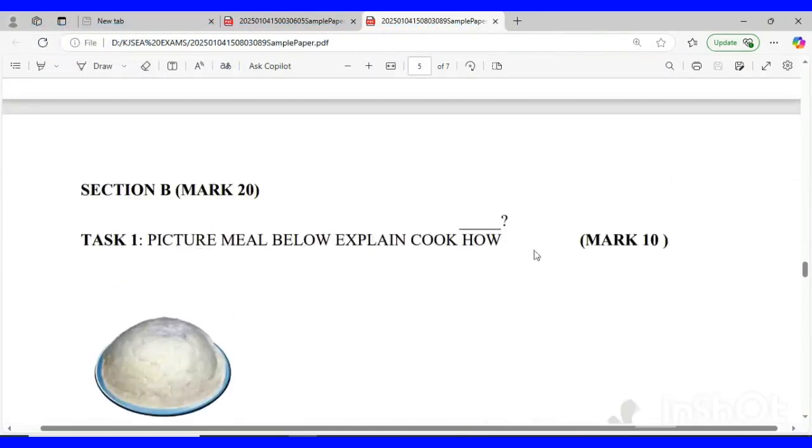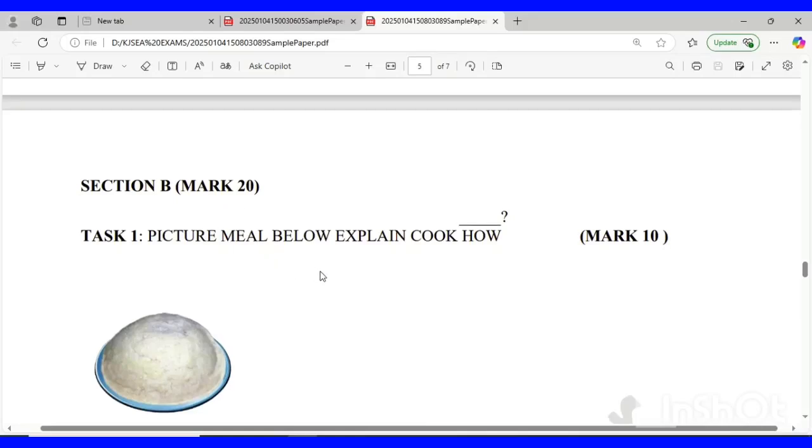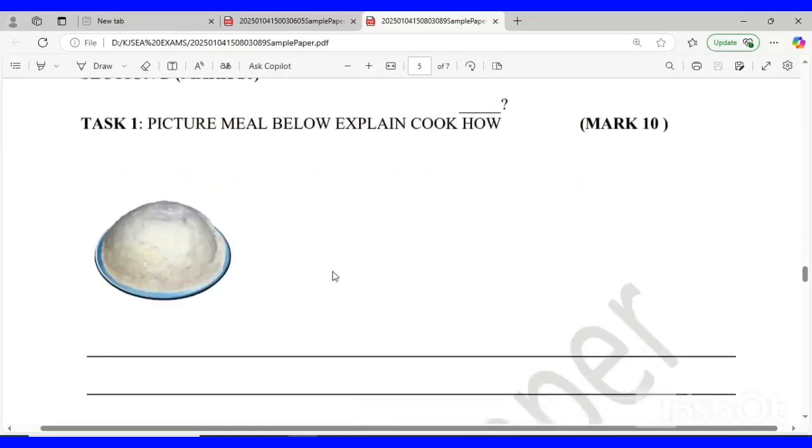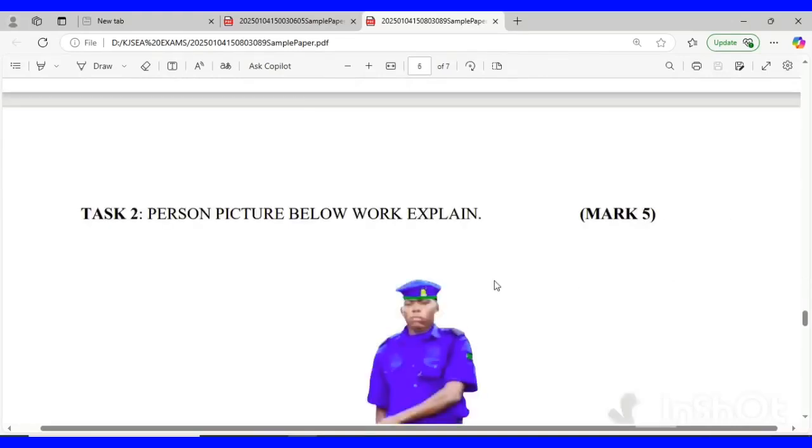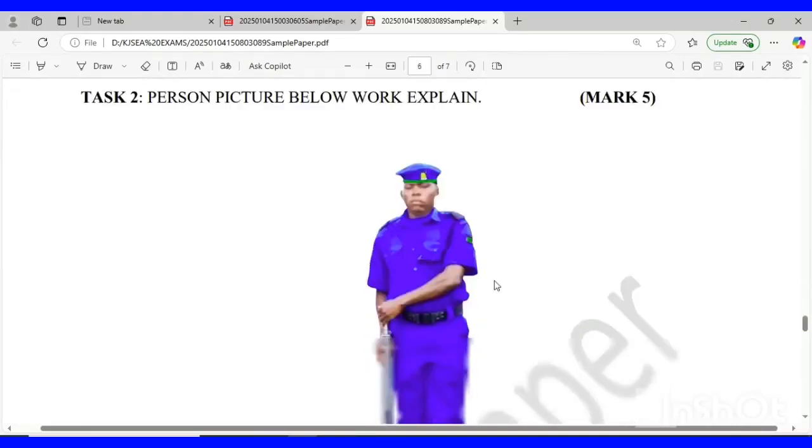Task 1, containing 10 marks: picture meal below, explain, cook, how. So that is how the sign language, they know how to interpret that. For you who is doing English, you may be wondering what kind of language is this, but this one is called KCL, Kenya Sign Language, and they know what they are saying. You may not understand if you don't know sign language.